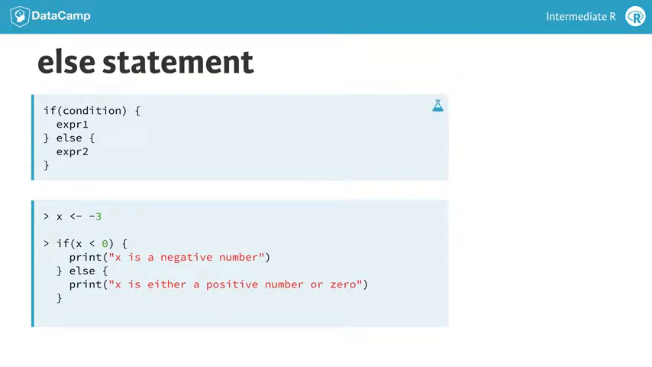If we run the code with x equal to -3, we still get the printout "x is a negative number", because the if condition is true. However, if we now change x to 5, the text "x is either a positive number or 0" is printed out. The x smaller than 0 condition was not satisfied, so R turned to the expression in the else statement.